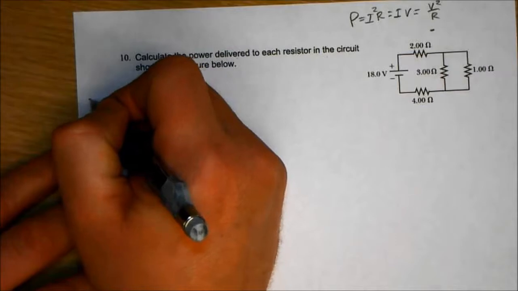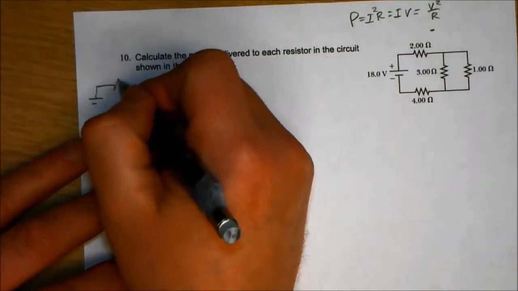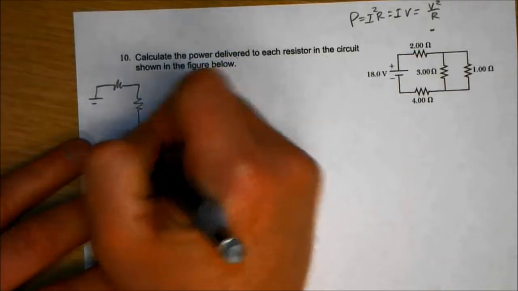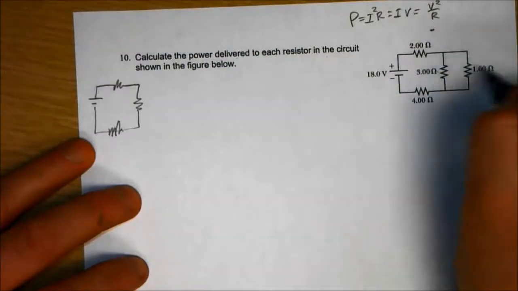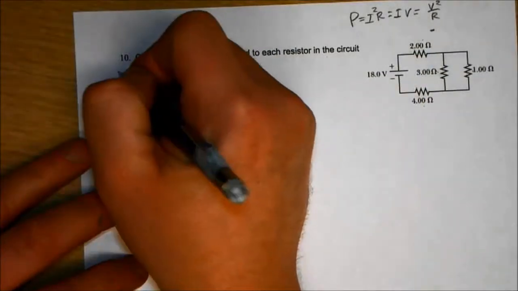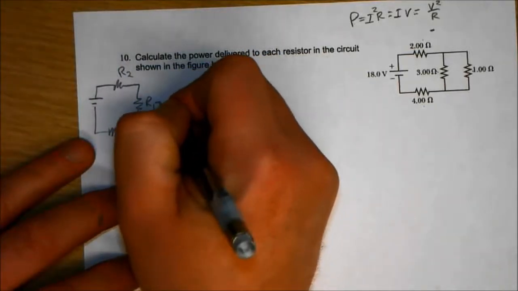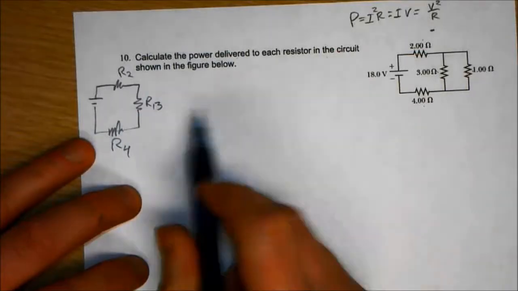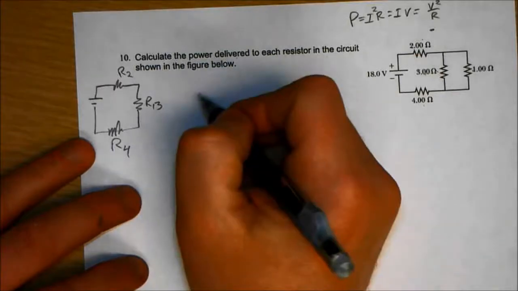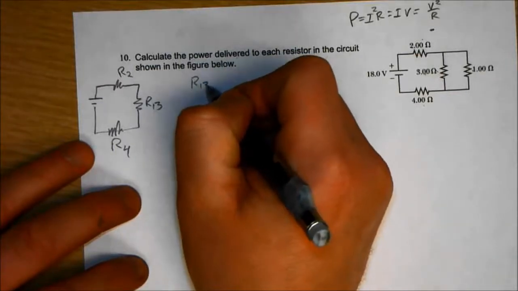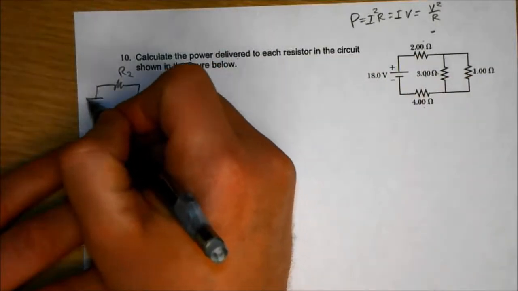So the first thing you do, when you're condensing these circuits, take the time to just draw out the new circuit so that you know what you're doing. So this is 1, 2, 3, 4. I'm going to call this R2, R13, and R4. I've combined these two resistors. For R13, you have to work with the parallel first, and then proceed.